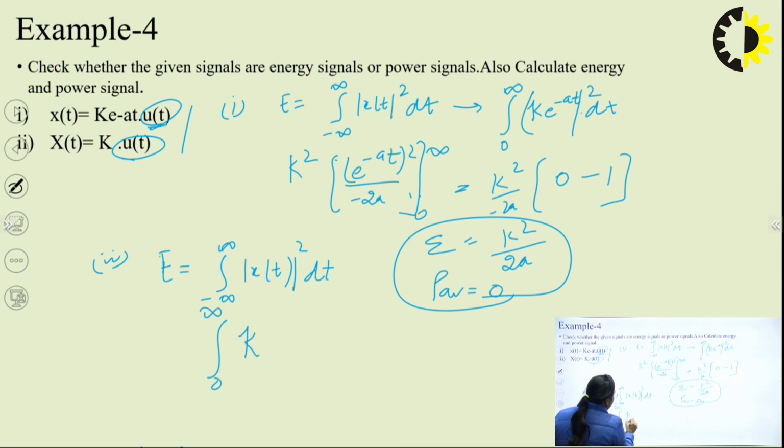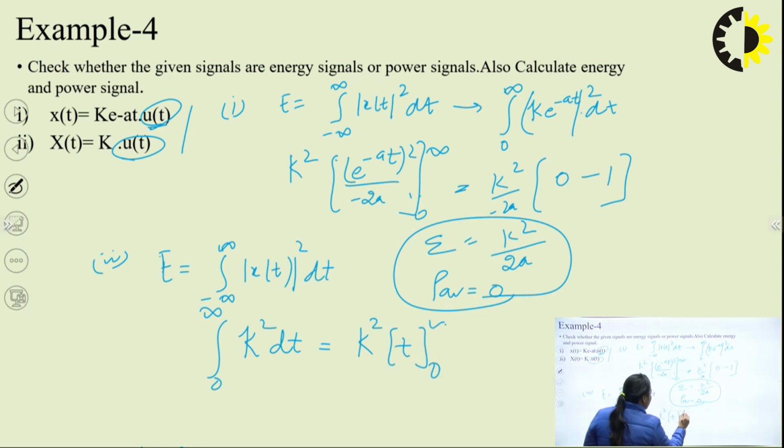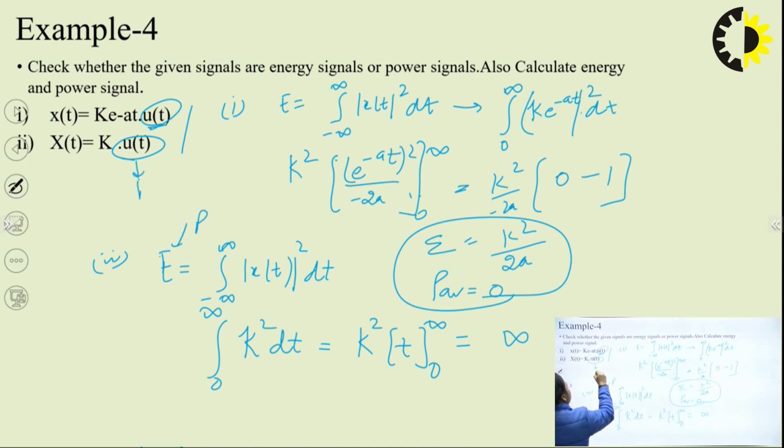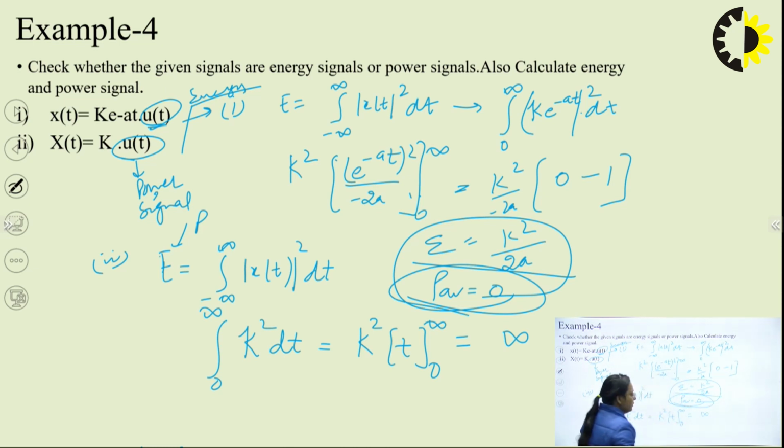And x(t) is simply k square into dt. So the integration will be k square into t, from 0 to infinity, where we have to put the values, and it comes out to be infinity, right? And this one is an energy signal because the energy has some finite value here. So I can directly write the average power of this signal is 0. And since in this one I am getting infinite energy, this must be a power signal.